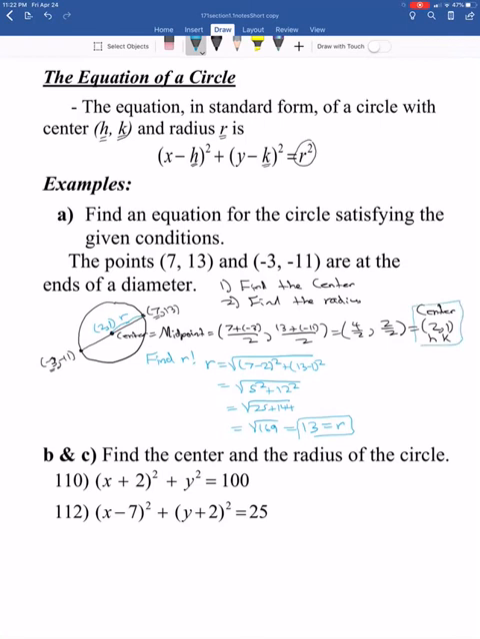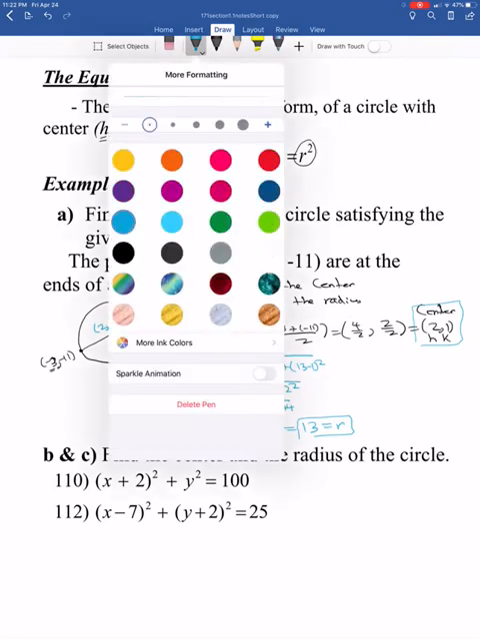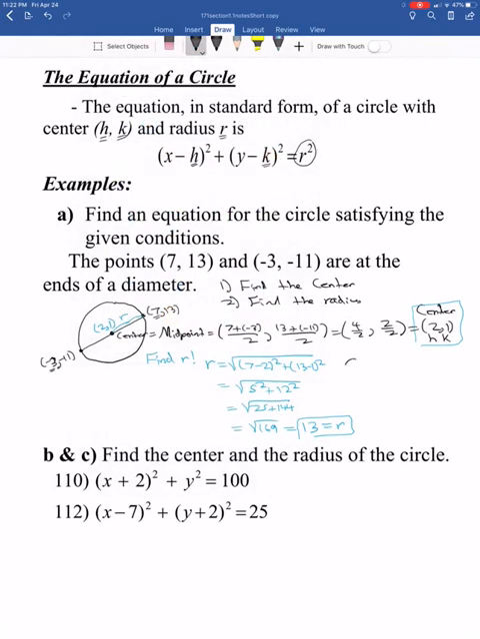So what's our circle equation? In putting in our answer, I'll put it here in black. They've asked us to find that circle equation.